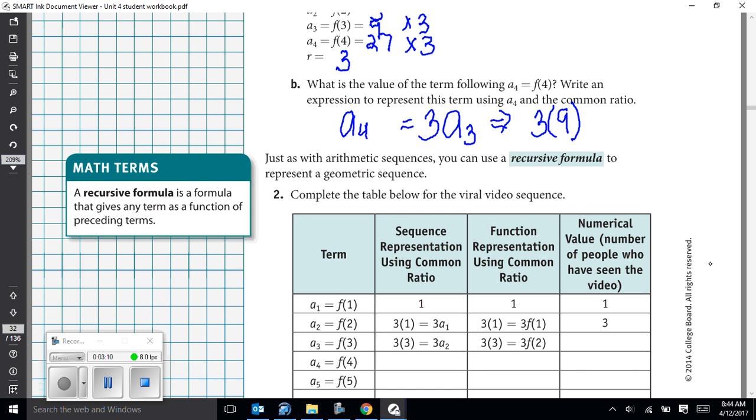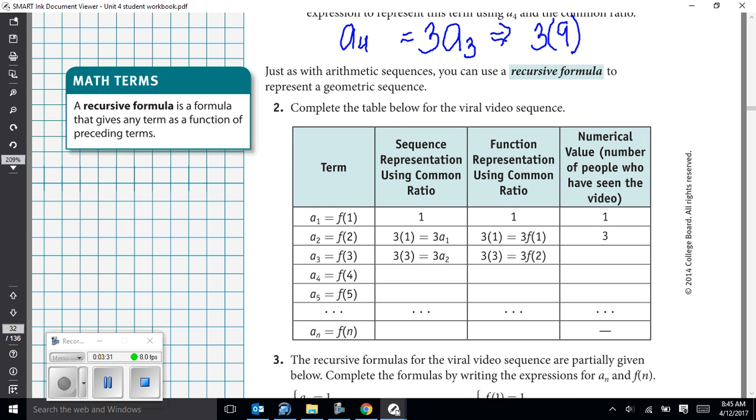So just as with an arithmetic sequence, you can use a recursive formula to represent a geometric sequence. Could I please have Carter, Brody, Adrian, and Hallie come down? All right, so a recursive formula is a formula that gives any term as a function of the preceding terms.